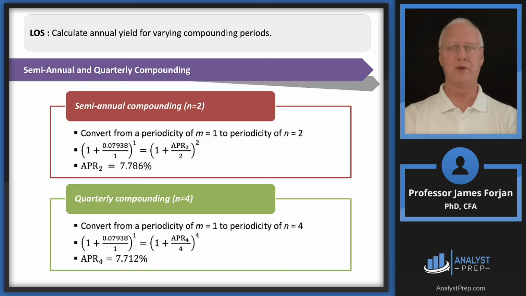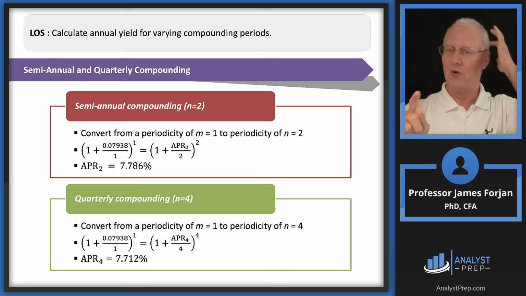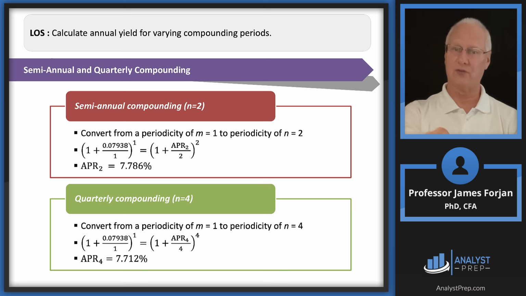But before I refer to the calculator, look, what we're going to do on the left-hand side of the equal sign, we have that quantity raised to the first power. And on the right-hand side of the equal sign, we have that quantity raised to the second power. And we're trying to solve for that APR2. The 2 means semi-annual compounding.